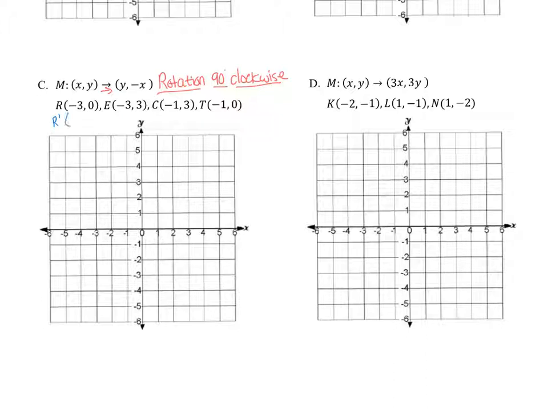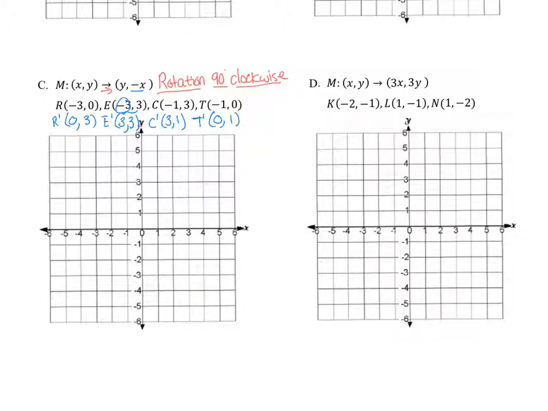So what that means is my y is going to be first, so my 0 is going to come first, and my x is changing signs. The negative x means changing signs, so -3 is going to become 3. For E prime, again, my y is going to come to the first position, so 3, and my -3 is going to become the opposite sign, so 3. For C prime, the y is going to come first, and the -1 is going to become +1. And for T prime, I'm going to put my y first, and my -1 becomes +1.